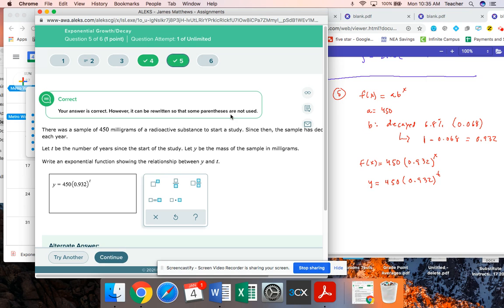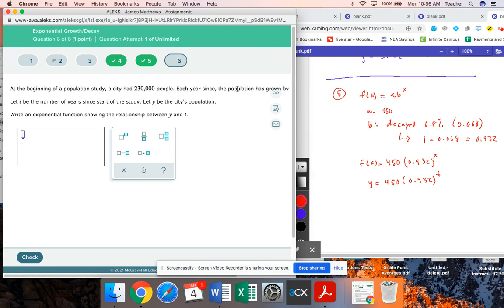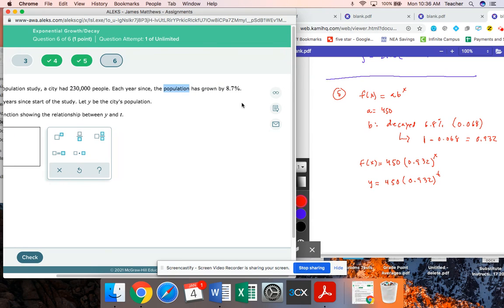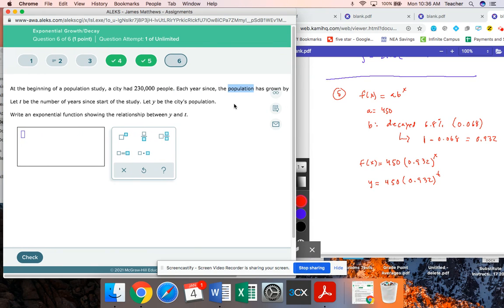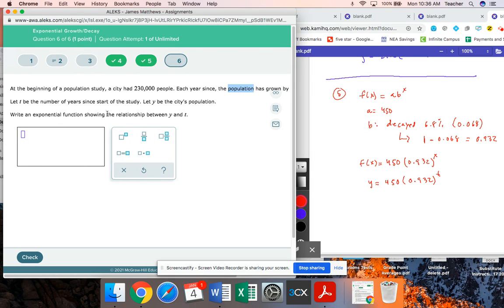We should be good. And then number 6 is similar. Let's just see. Oh, it says population has grown by 8.7%. So it started with 230,000. It's grown 8.7%. Let t be the number of years since the start. Let y be the population.